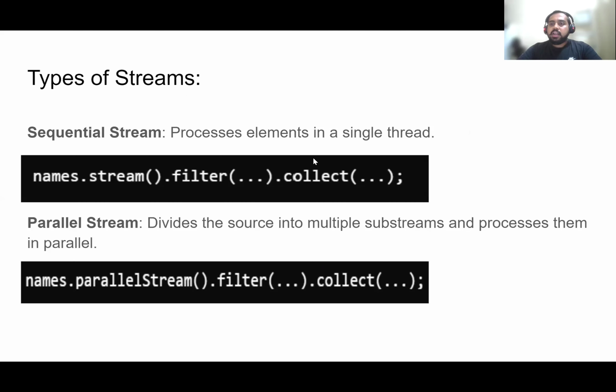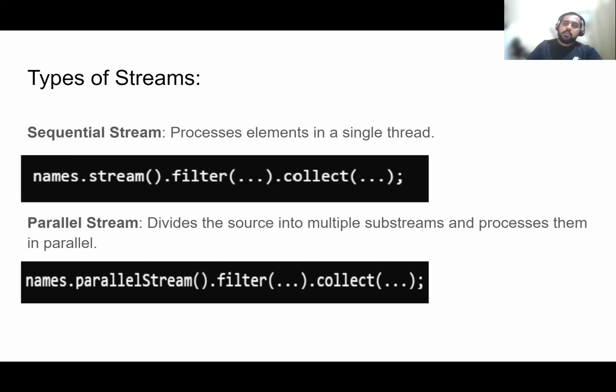So let's see what types of streams we have. We have a sequential stream. That means it processes elements in a single thread. That means if you pass a source collection to it, only one thread will act on this. The example we saw is the same. That names.stream, we are calling the stream API .filter, that means one intermediate operation we are calling. After that .collect, whatever we operated on we are collecting, that is the terminal operation.